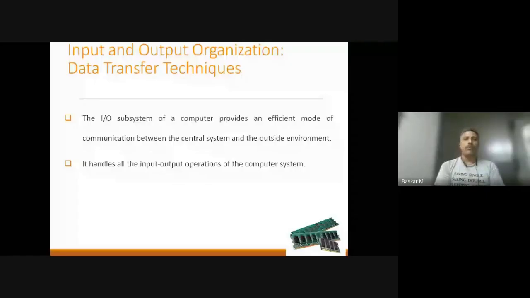The input and output organization. So first we are going to see what input and output organization is. What is the role of the input-output organization?